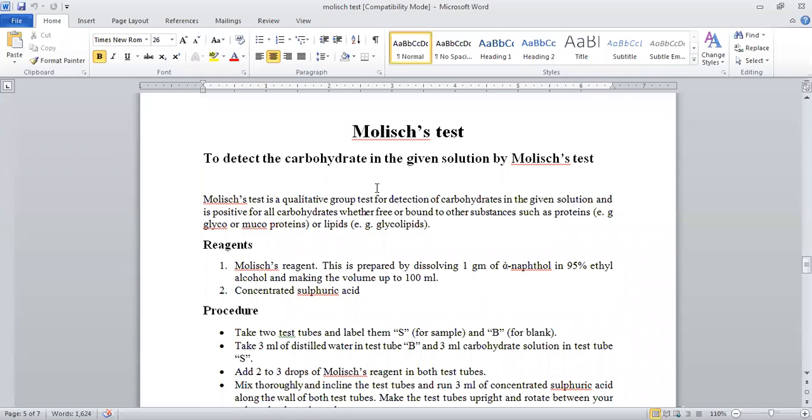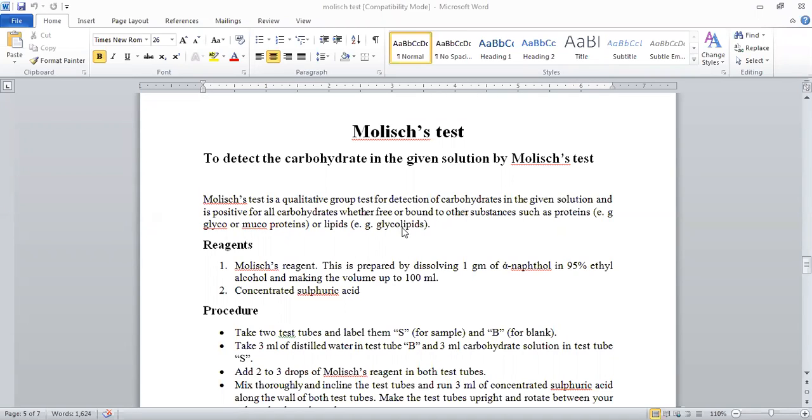Molisch test. If we need to detect the carbohydrates in any given sample solution, we can perform the Molisch test, and it can be titled as: to detect carbohydrates in given sample solution by Molisch test. Molisch test is a qualitative test. We can detect only the presence and absence of carbohydrates in the given sample solution by this test.